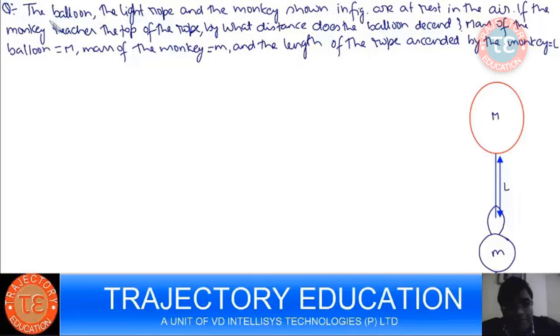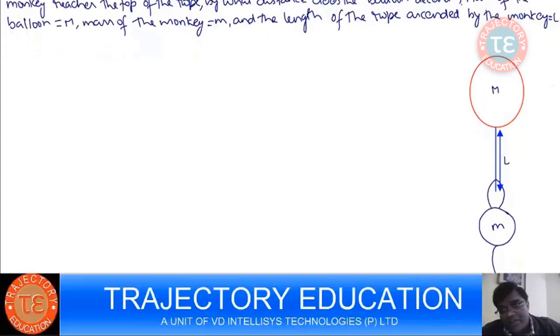Now let's see this question. The balloon, light rope and the monkey shown in figure are at rest in the air. If the monkey reaches the top of the rope, by what distance does the balloon descend? Mass of the balloon is M, mass of the monkey is small m, and length of the rope ascended by the monkey is capital L.